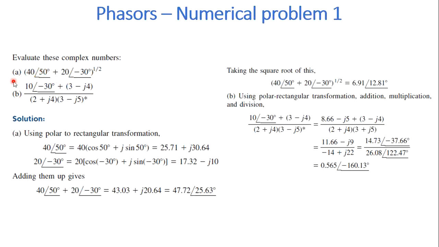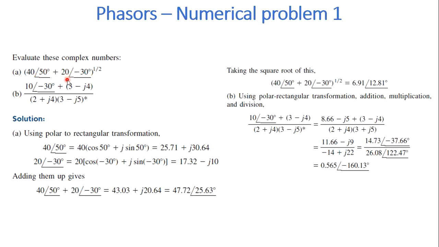So the first one is A equals (40 angle 50 degrees plus 20 angle minus 30 degrees) to the power 1 by 2. We have to simplify this. Note that here we have two complex numbers, this is one and this is another. Both complex numbers are represented in polar form. Polar form is r angle theta.